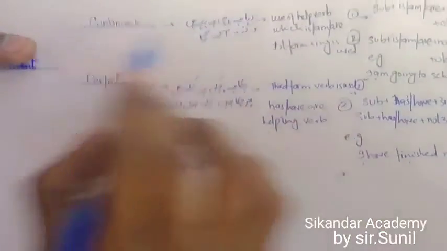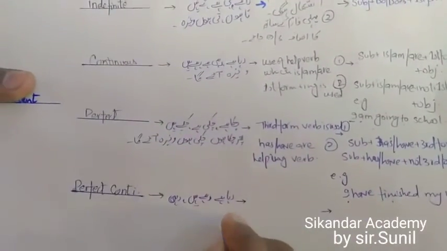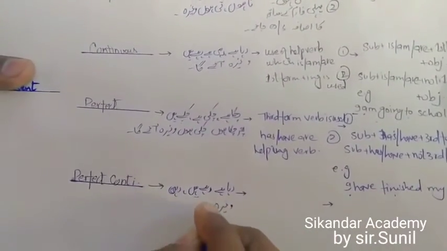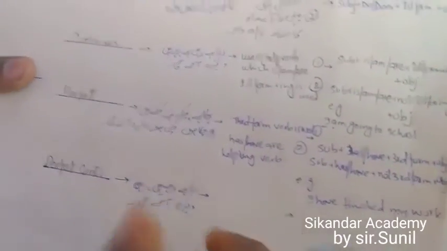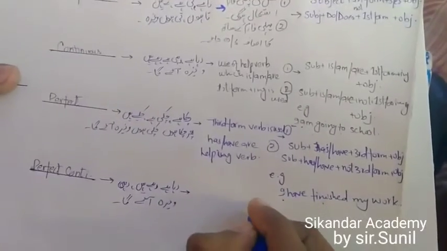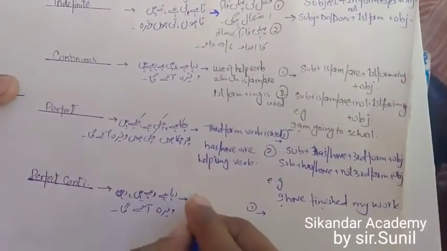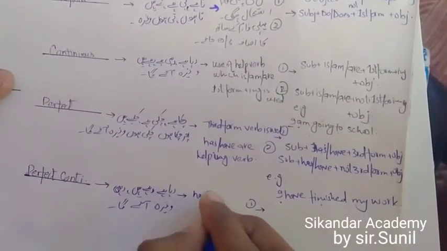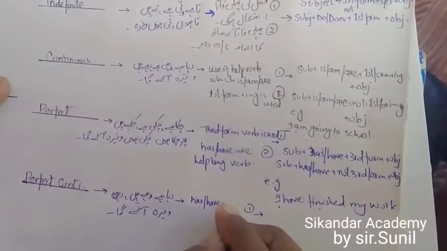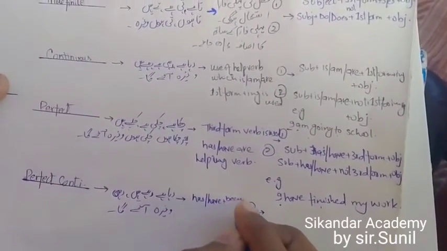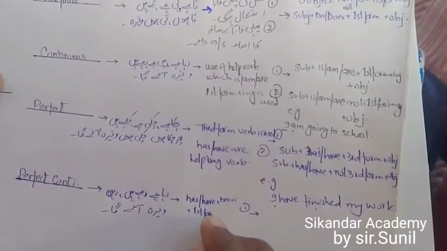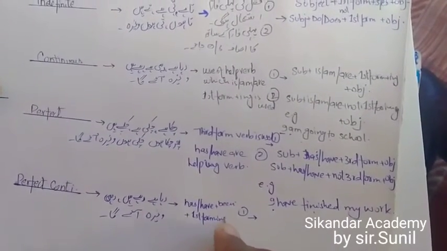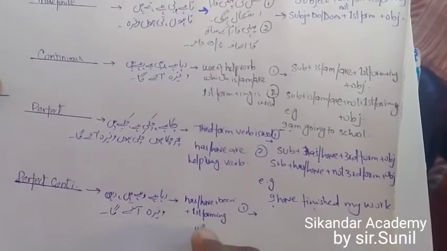Now the fourth and last type of present tense is perfect continuous. This sentence is similar to the present continuous tense. Now the changing pattern is that has, have plus been plus first form plus ing will be used.